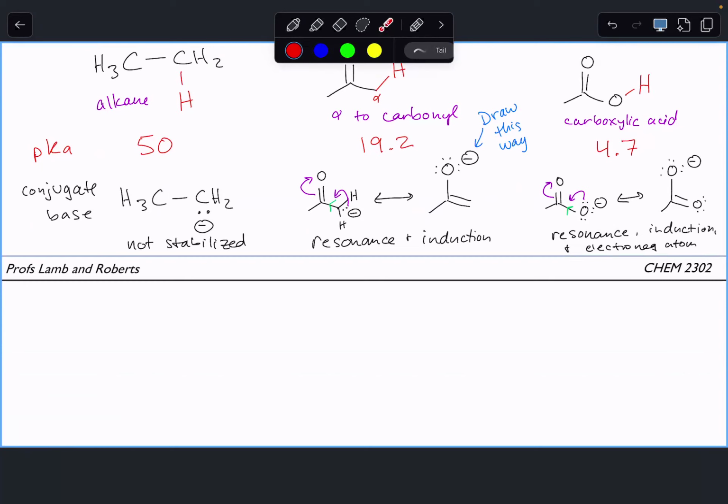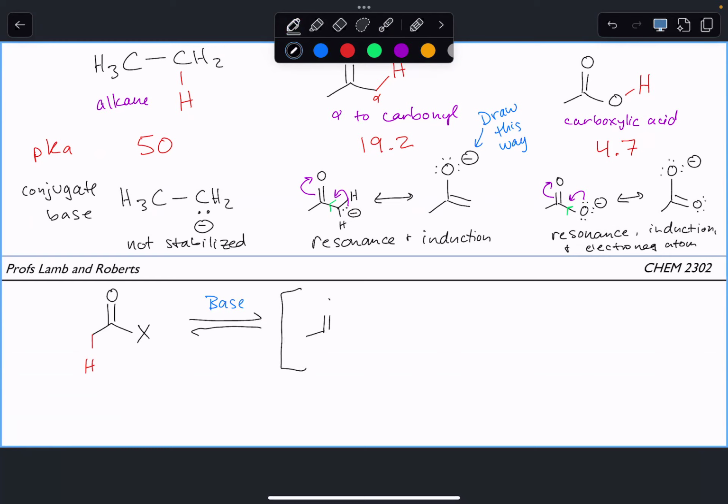Okay, so let's draw out our entire acid-base equilibrium here. So if we have whatever our X group is here, we have an alpha proton in the presence of some base. We're going to deprotonate that alpha proton. And we have two resonance structures, one where our negative charge is on the carbon, and the more stable one, where our negative charge is on our oxygen.